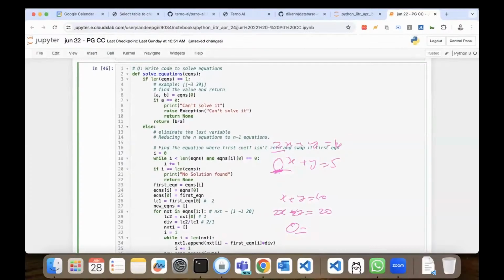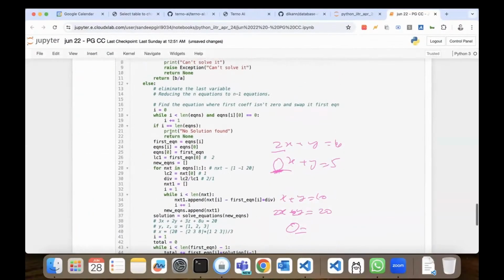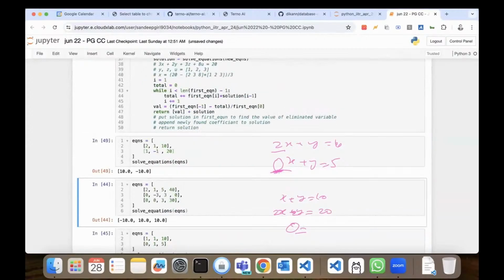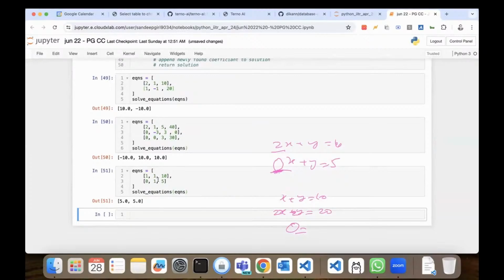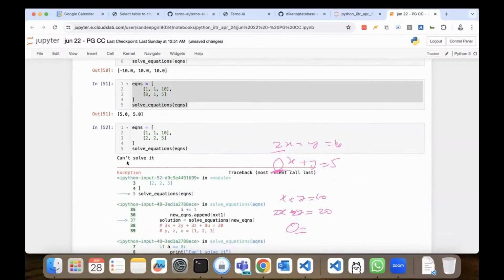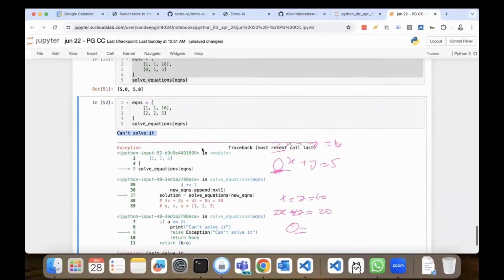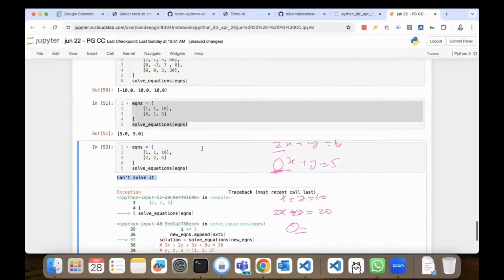Okay. Yeah, so you can just raise an exception. Here also, raise Exception, and that's it. So if you ask this one to solve an equation like this, it would say can't solve it. It'll just raise an exception called can't solve it.